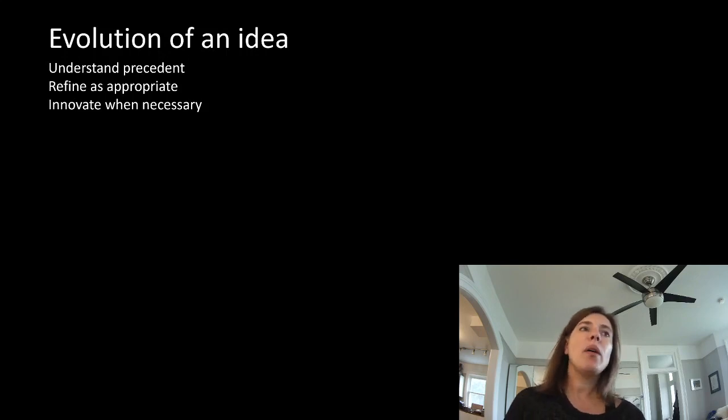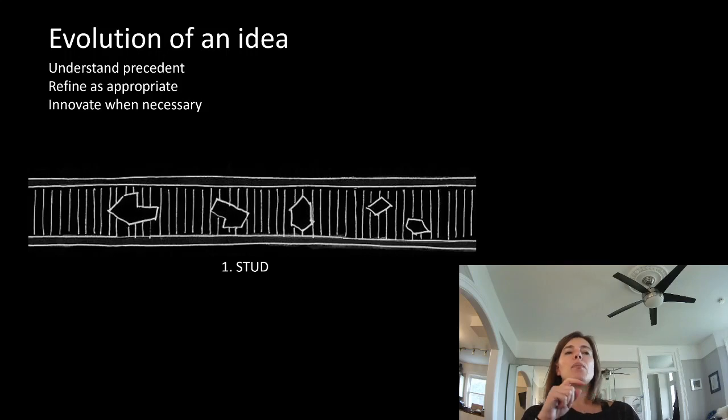So this is where Dave and I both always talk about understand precedent, refine as appropriate, and then only innovate when those things don't work. If you have a workable, usable solution, it's probably because it is the cheapest usable, workable solution. And so you wouldn't go reinvent the wheel to only come back to use the wheel. So that's where we started. We said, let's look at precedent.